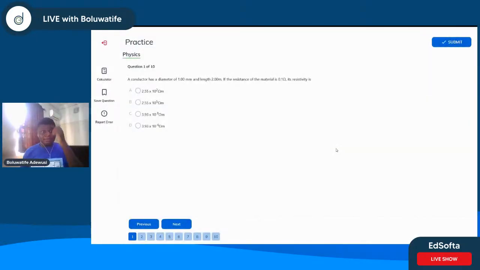So this is how our interface looks. Now look at the first question. First question says a conductor has a diameter of 1 millimeter and a length of 2 meters. If the resistance of the material is 0.1 ohms, its resistivity is? Okay. So sorry, I'm going to be shuffling between using the board and the question. So let's first highlight our parameters.